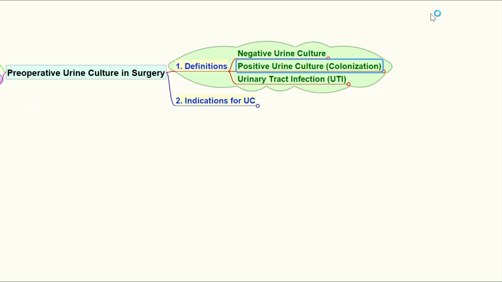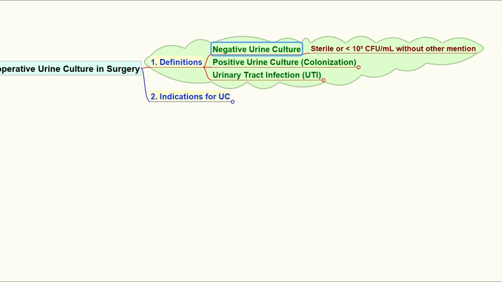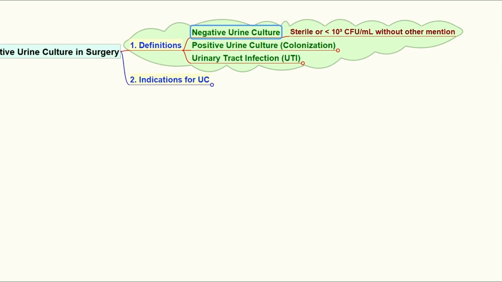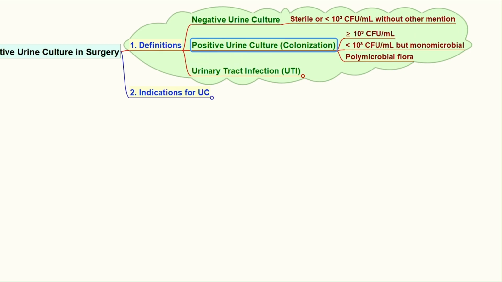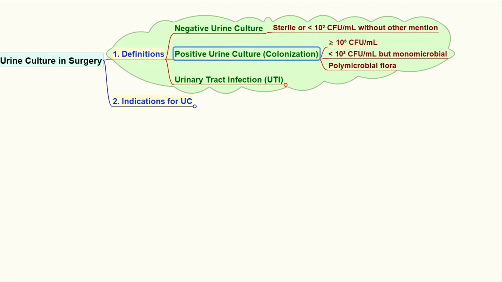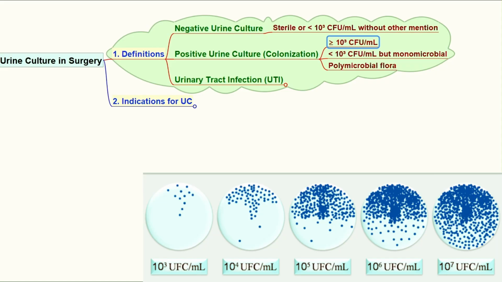First, let's define types of urine culture result. Negative urine culture, sterile or less than 1000 CFU per milliliter. Positive urine culture, we talk about colonization. There is more than 1000 CFU per milliliter, or less than 1000 CFU, but only monomicrobial, or polymicrobial flora.